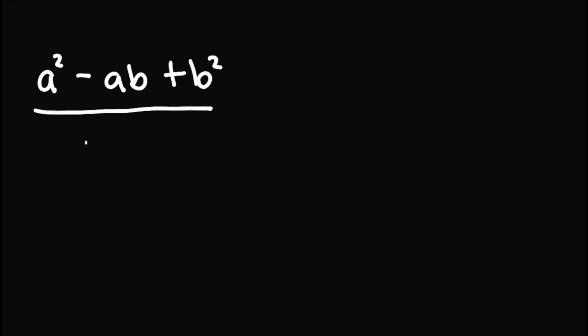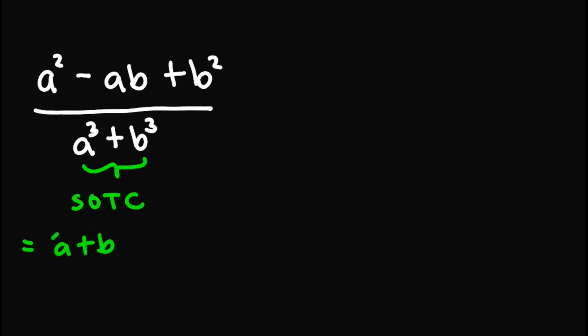Let's have this fifth example. Let's have a squared minus ab plus b squared over a cubed plus b cubed. Now in this one, it might not seem clear at first, but this denominator is a sum of two cubes. We know that this is equal to a plus b times a squared minus ab plus b squared.